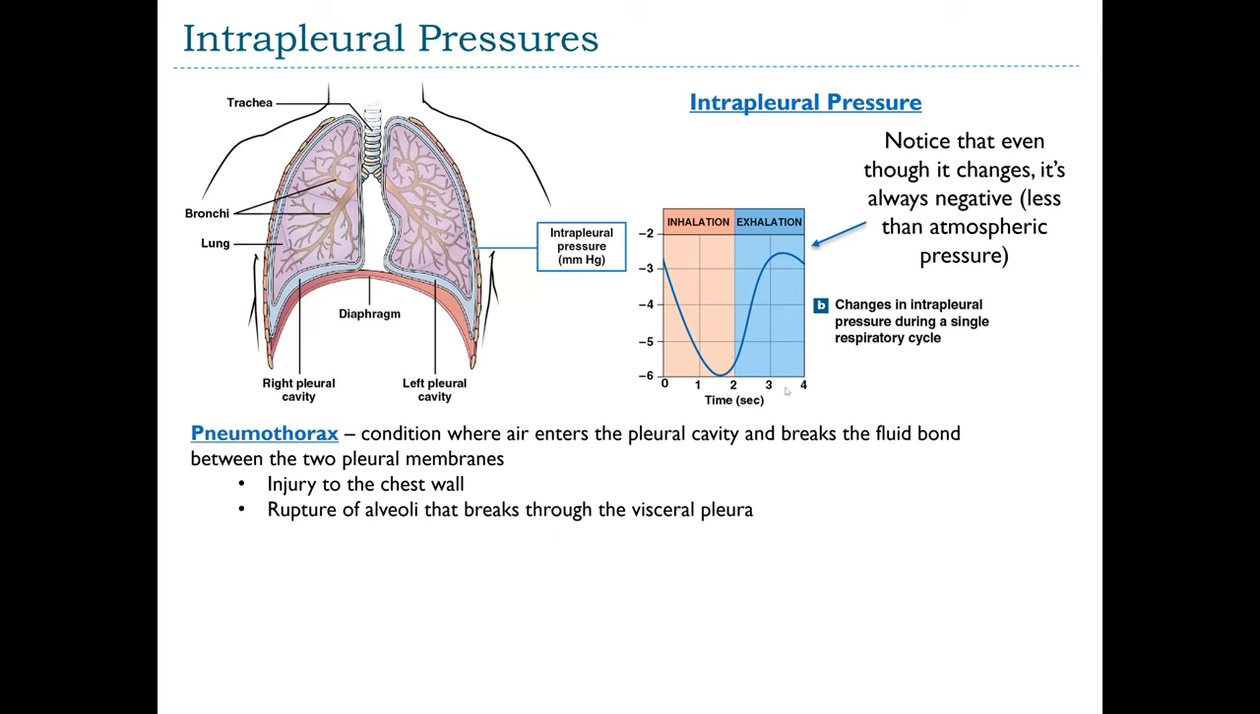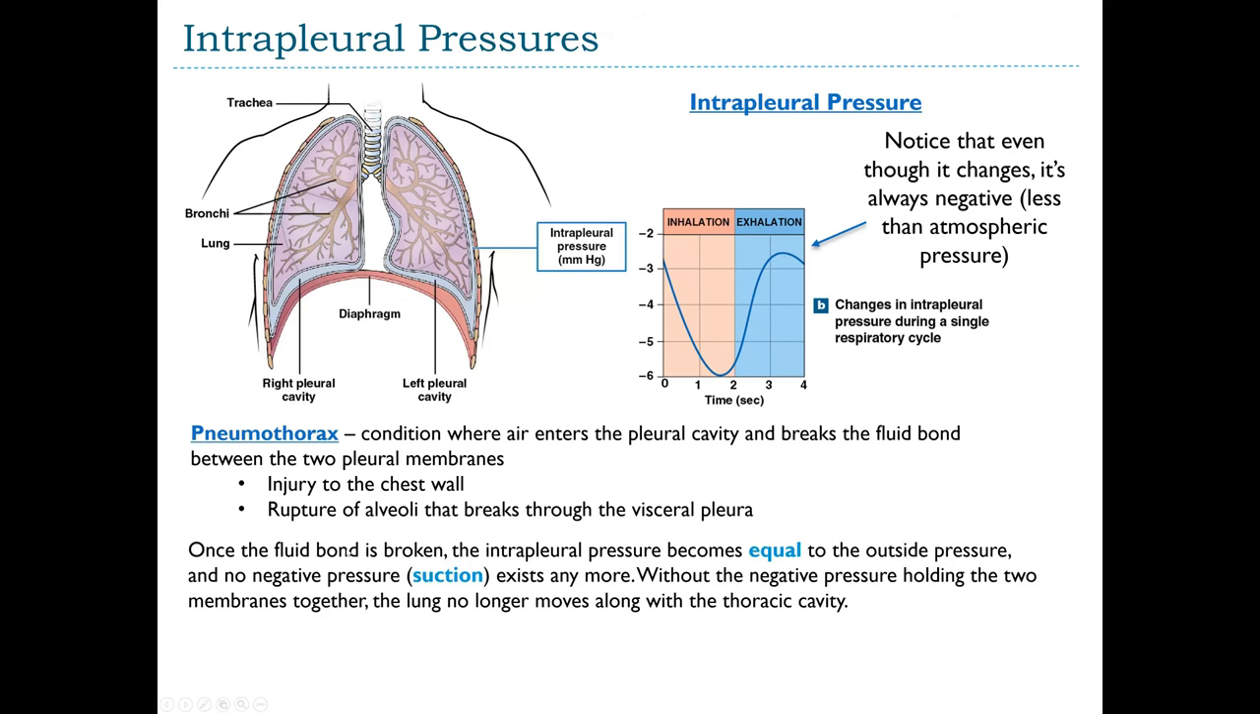So a pneumothorax is a condition where air enters the pleural cavity and it breaks the fluid bond between the two pleural membranes. And air can get into the pleural cavity either through an injury to the chest wall, like a stabbing, or during an accident, like a car accident, something punctures the chest wall. Or you can also have the rupture of an alveolus that breaks through the visceral pleura, which allows air to go from inside the lung into the pleural cavity. In either case, we have air coming into the pleural cavity, and this is going to break the fluid bond between the visceral and parietal pleura.